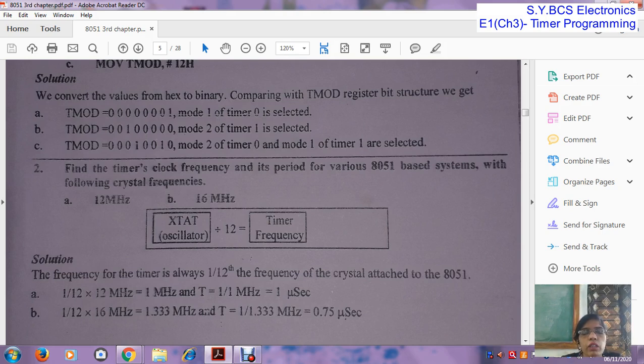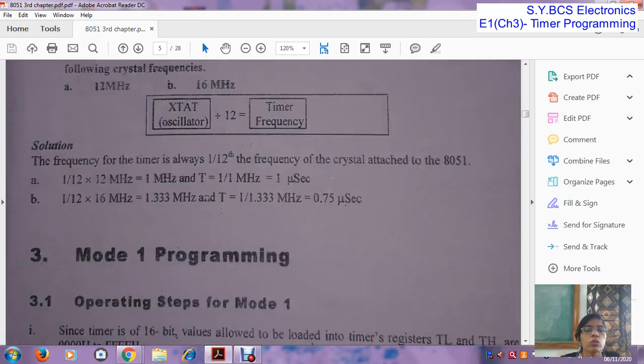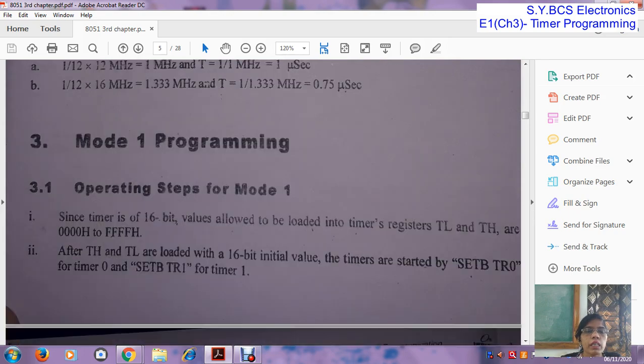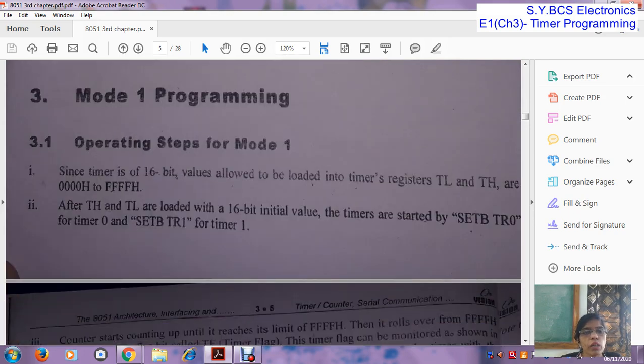So the formula for timer frequency is the crystal oscillator frequency divided by 12. That means timer frequency is 1/12 of the crystal oscillator frequency. Okay, so now we will stop here. In the next lecture we will continue with mode 1 programming.